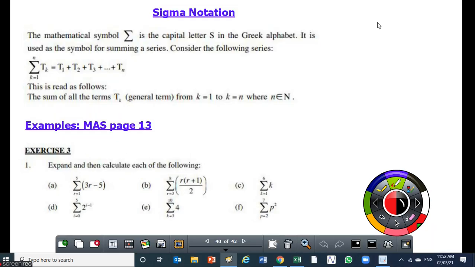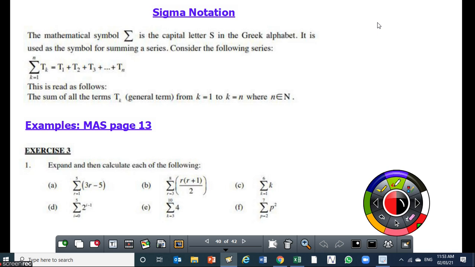Okay, so your sigma notation represents a summing of a series. Right? And whenever you use the sigma notation, you have to include the general term either of the arithmetic sequence or the general term of the geometric sequence. We don't have a quadratic series. Okay? For you guys, there's no quadratic series. So you are only going to encounter two types of series, arithmetic series or geometric series.